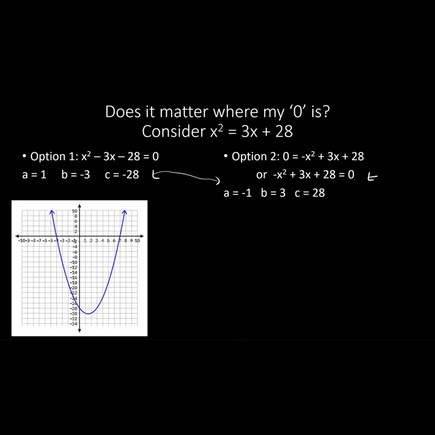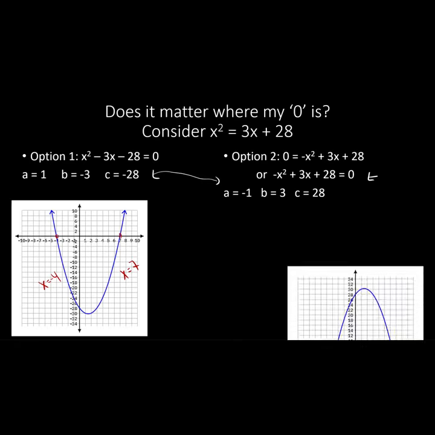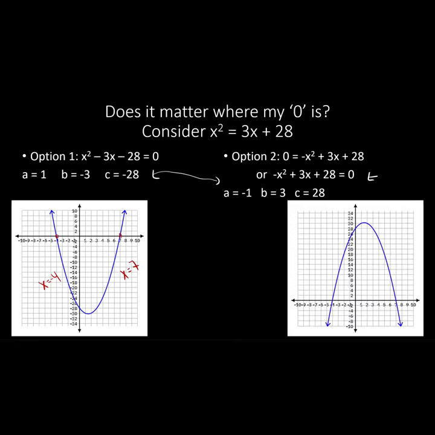Well, if you were to graph the one on the left, remember, if we solve it by graphing, you're looking for the x-intercepts, and you can see that the x-intercepts there are at -4 and +7. So we know the solution to that equation is -4 and +7 based on the x-intercepts. So what happens when we graph the one on the right? Well, we definitely have a different graph, and that's because we have different values of a, b, and c.